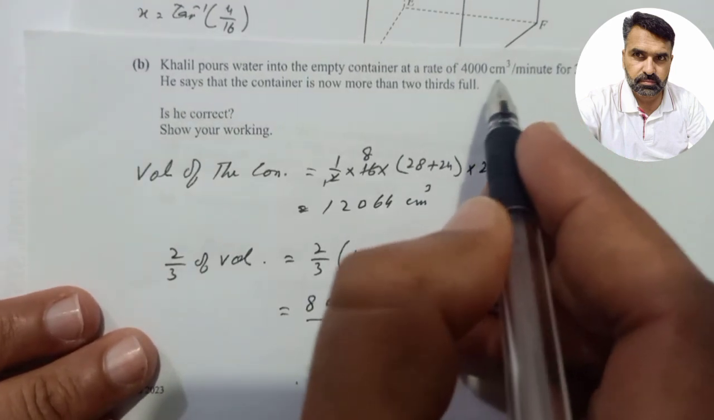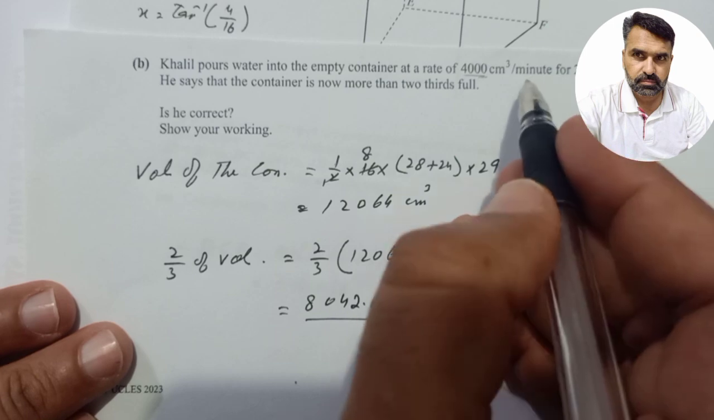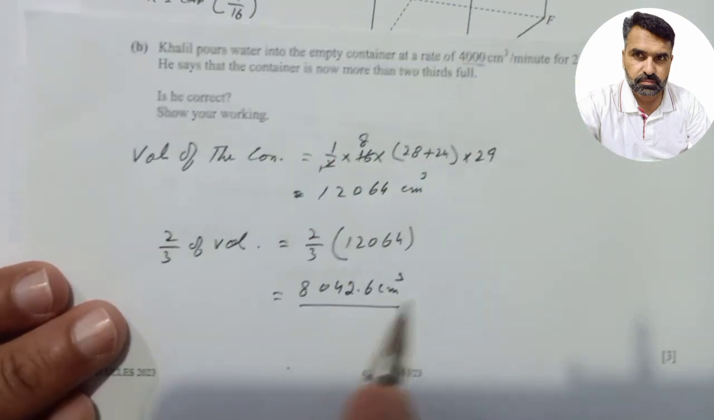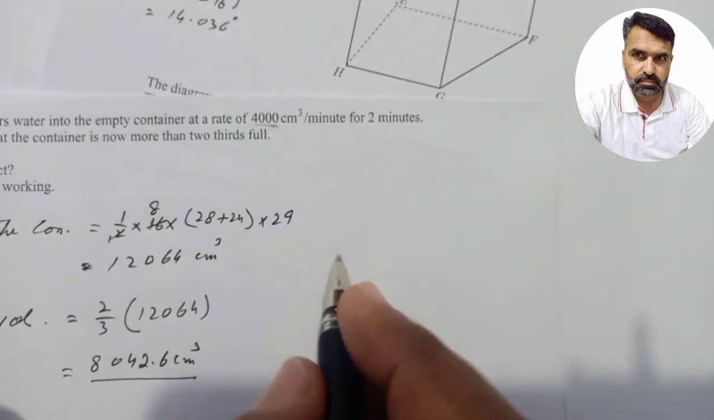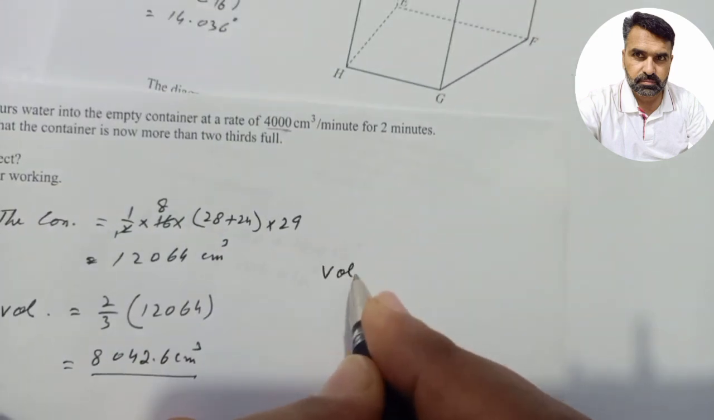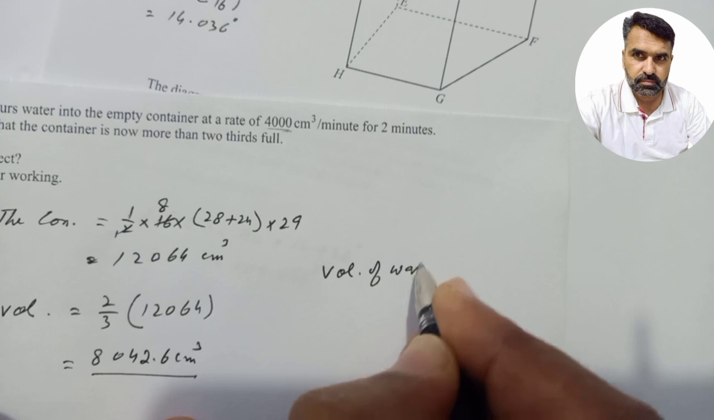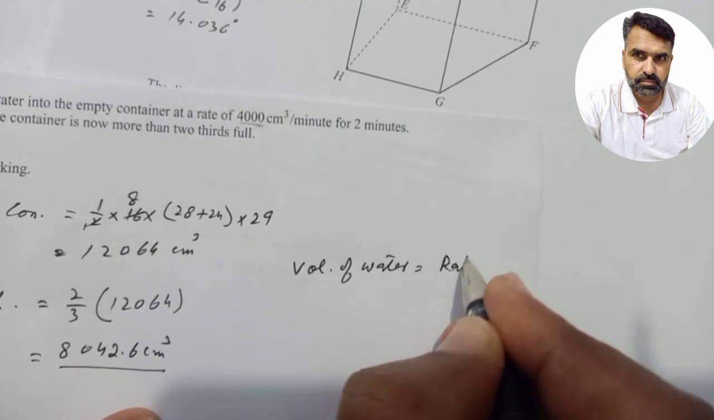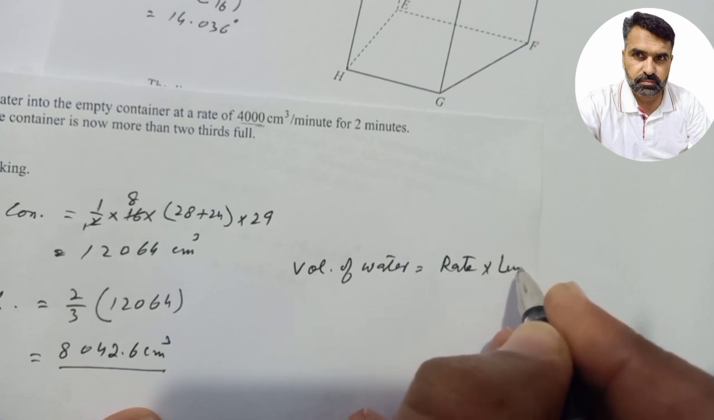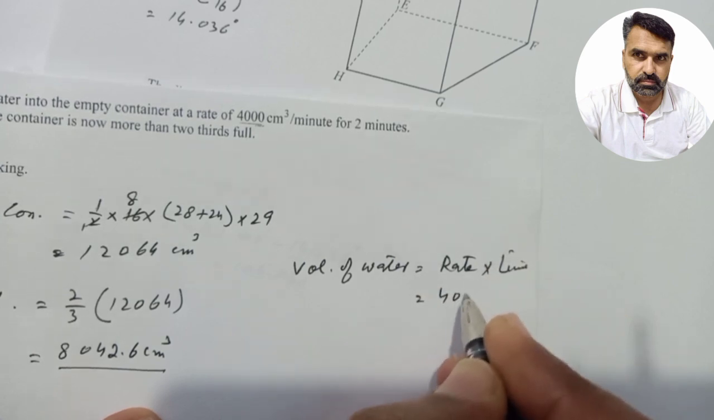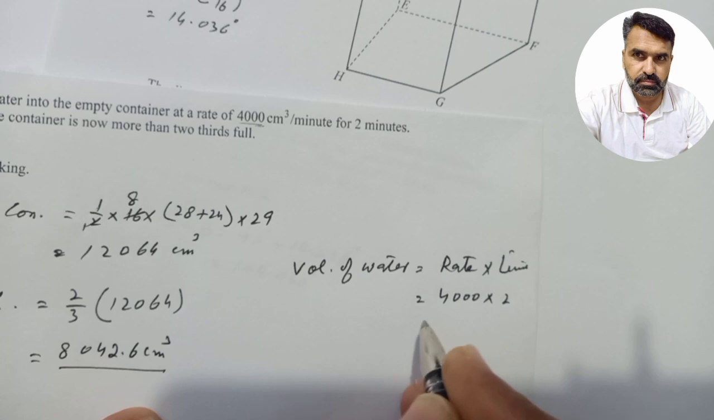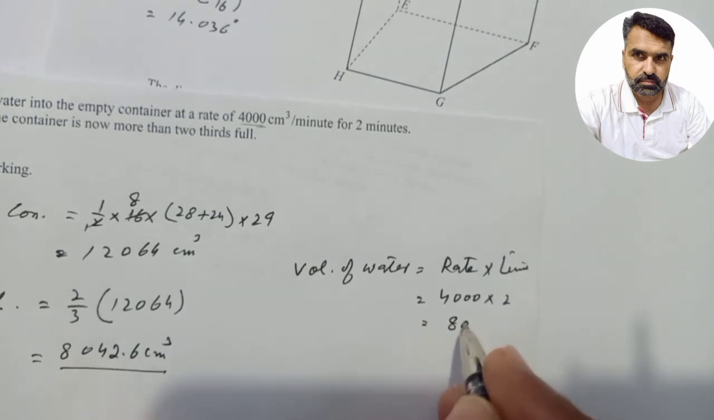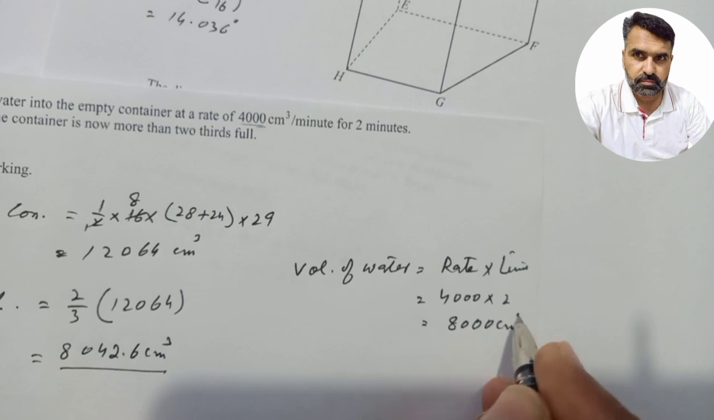Now we will find the volume of the water that is being poured. So students, the volume of water will be rate multiplied by time, and the rate is 4000 multiplied by 2 minutes, and it will be 8000 centimeter cube.